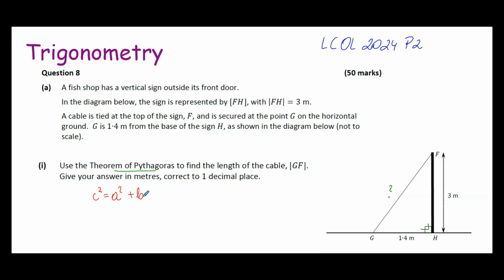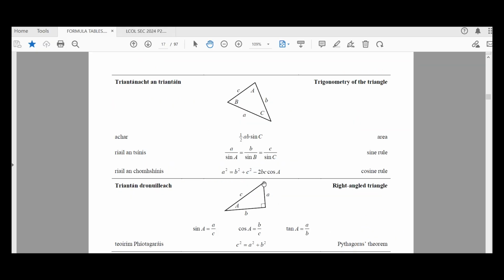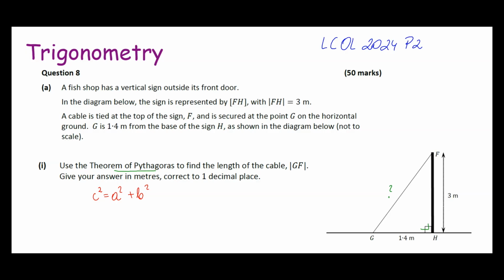In order to use the formula, we need to know what is C, A, and B in our own triangle. And in your maths tables here, you can see it telling you what those letters represent. So C is the side that is opposite the right angle. So that's what we do. This is the right angle, the side that is opposite, that is C. Now that leaves us with A and B. Which is A, which is B? For Pythagoras, it doesn't really matter which will be A and which will be B. Why? Because we are adding them here.